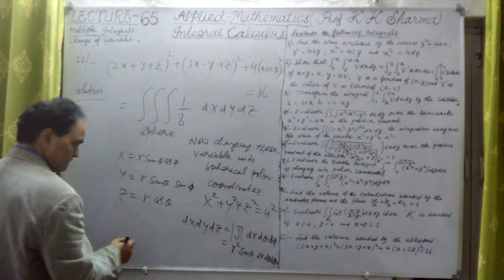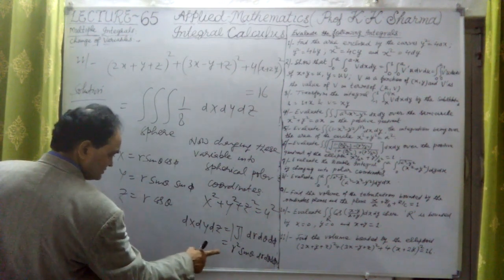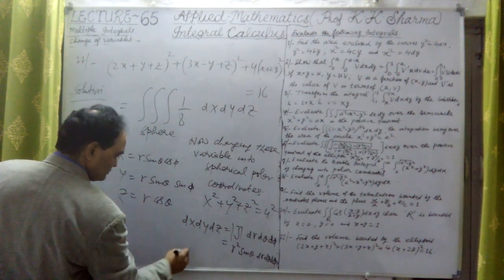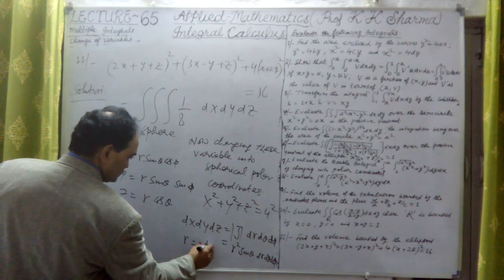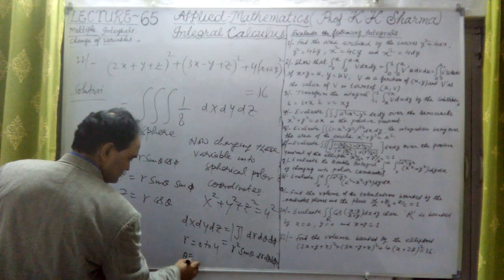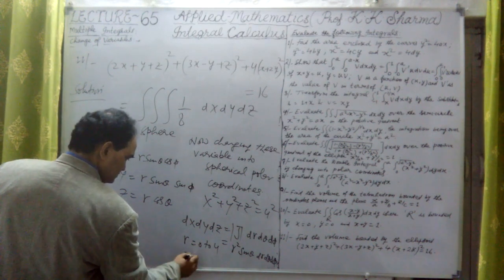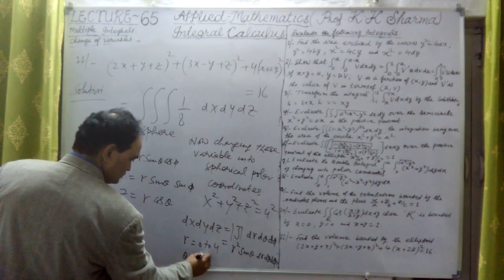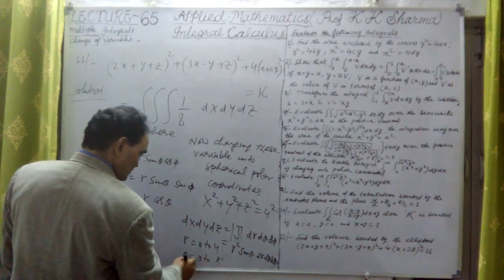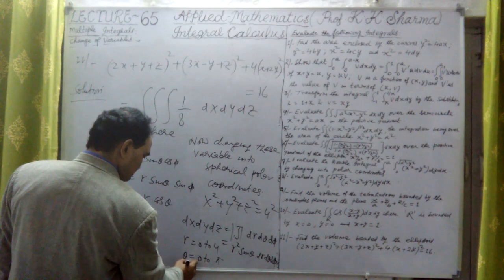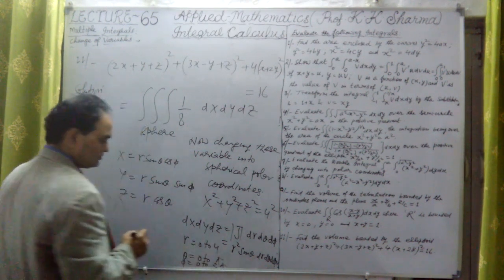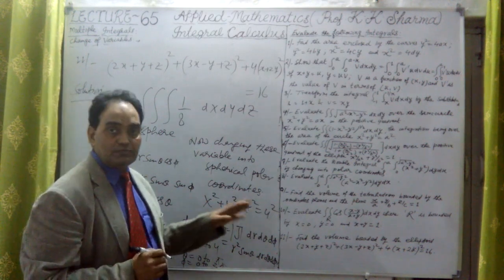The limits are, first I take r, because r is the radius, r equal to 0 to 4. Theta is equal to 0 to pi. And phi is 0 to 2 pi. Limits of phi is 0 to 2 pi.